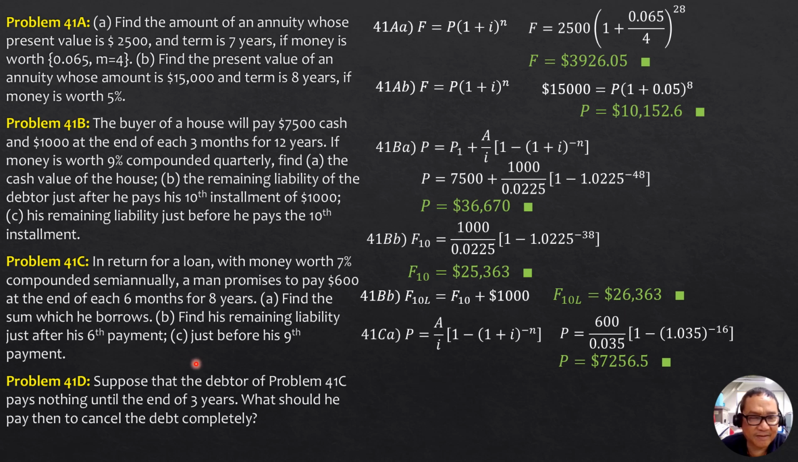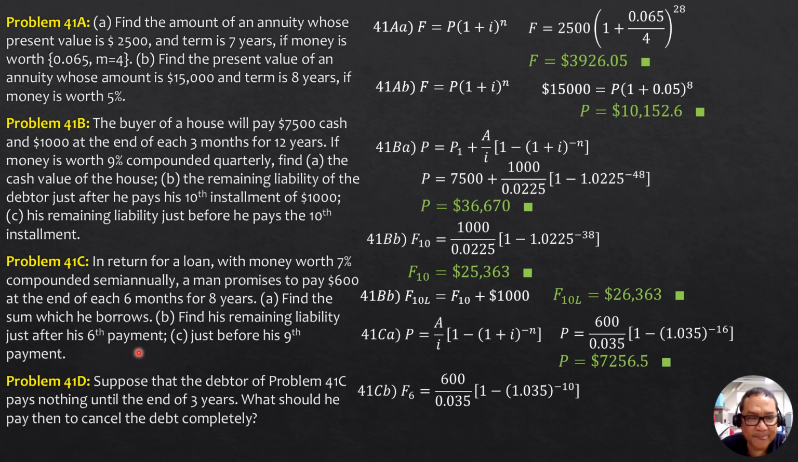Then B, find his remaining liability just after his sixth payment. So after the sixth payment, it's the 7th up to the 16th payment. So F6 is equal to 6. By the way, this is the present worth. Find the sum which he borrows. A over I. So A over 0.035, quantity 1 minus 1.035 to the negative 16. Sorry. So 7256.7. Then find his remaining liability just after the sixth payment.